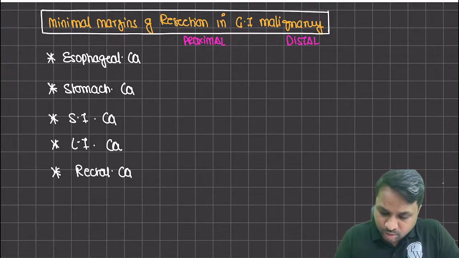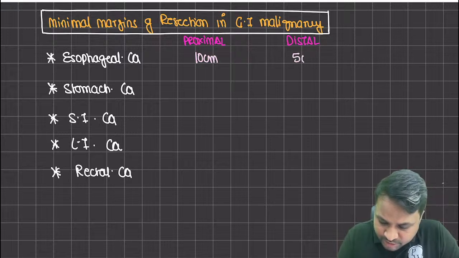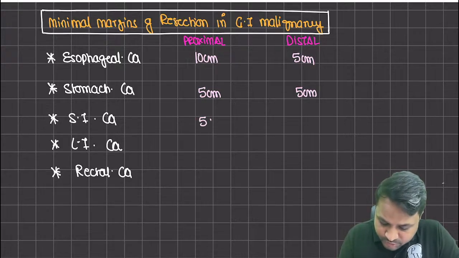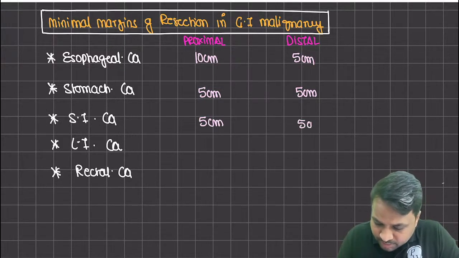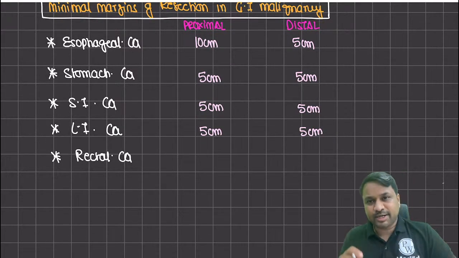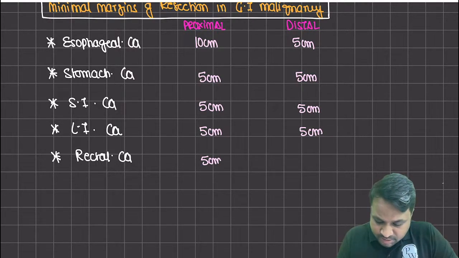Now remember, when you talk about the proximal margin for esophageal cancer, it is 10 centimeters. Distal margin is 5 centimeters. For stomach, the proximal and the distal margin will be 5 centimeters. For small intestine, the proximal and the distal margin still remains as 5. For your large intestine, the proximal and distal is still 5. For rectal, remember, it is very, very important that the proximal margin will remain at 5 centimeters, but the distal margin will be at 2 centimeters.